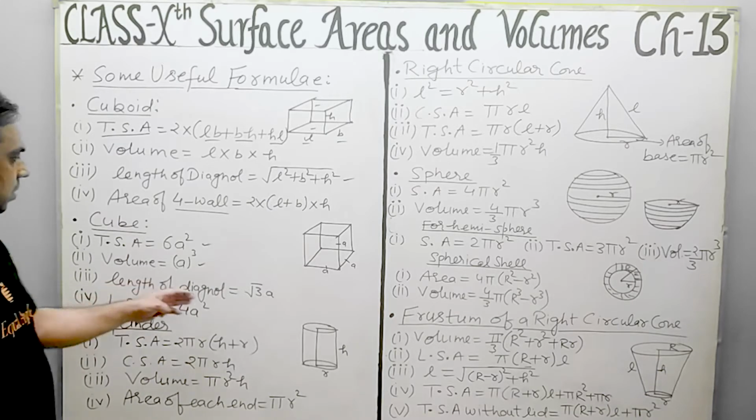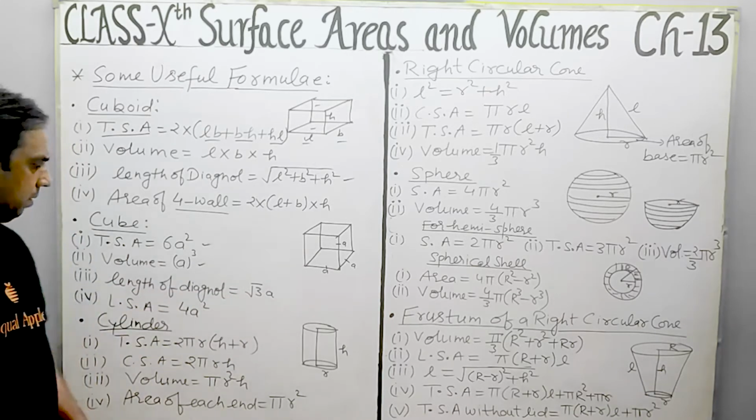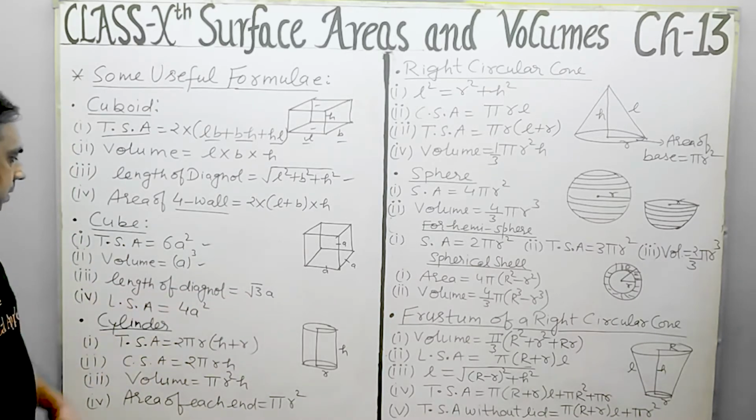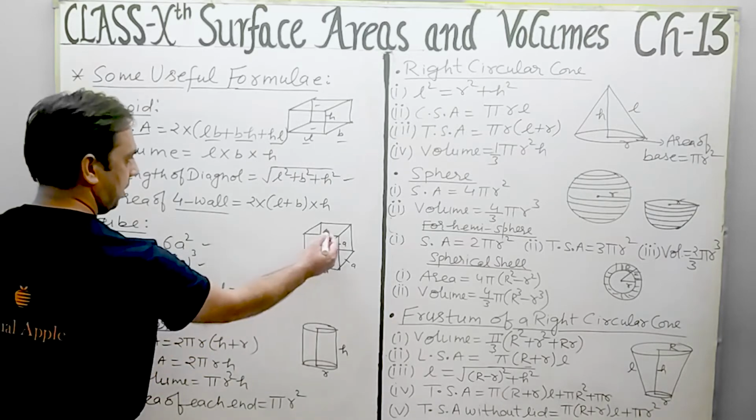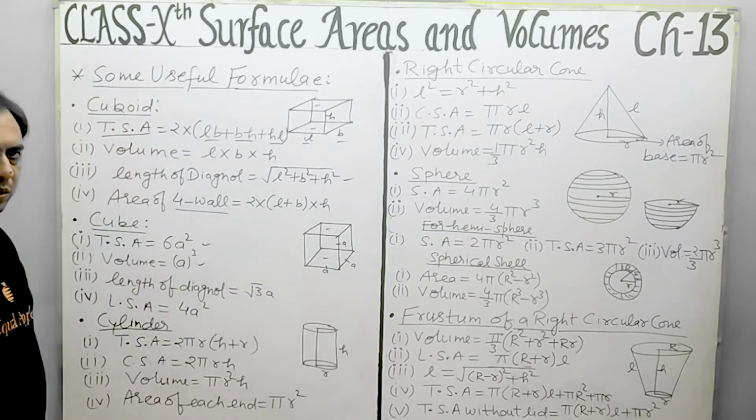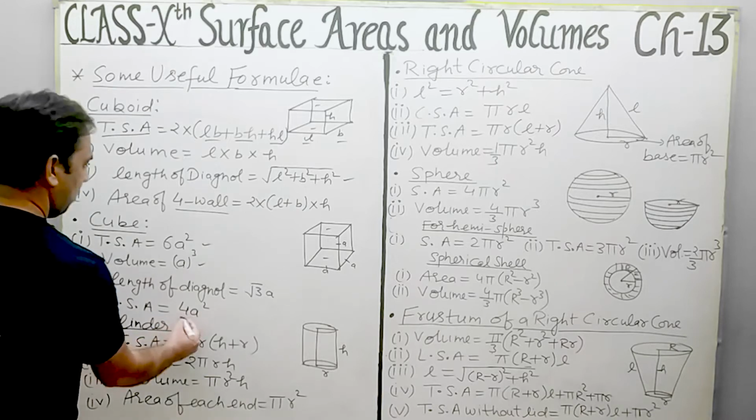And the length of the diagonal will be root 3 A. And the lateral surface area, again, the top and bottom are not included. So, this is 4A square.